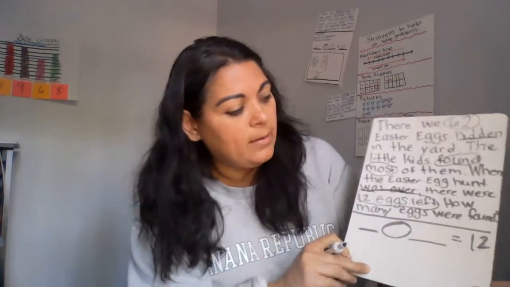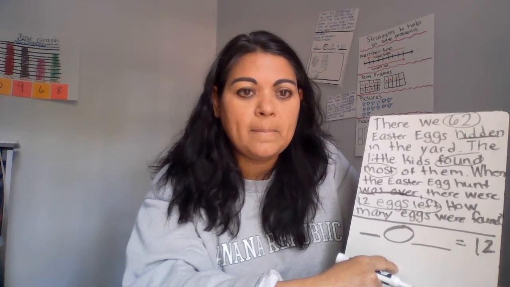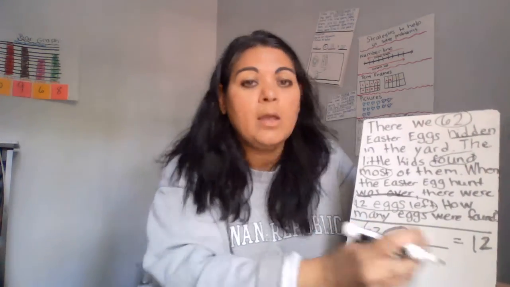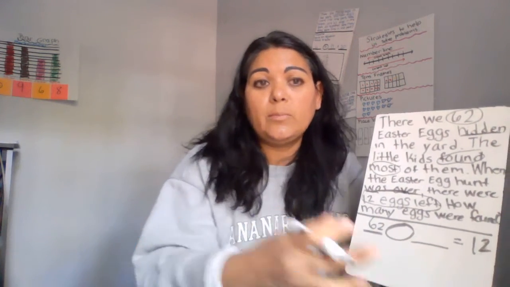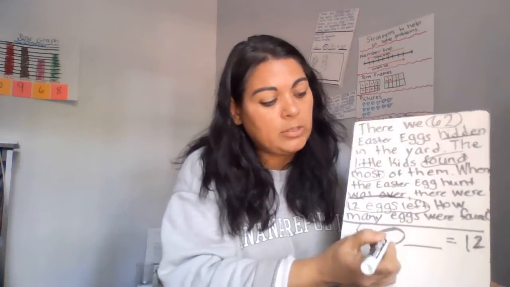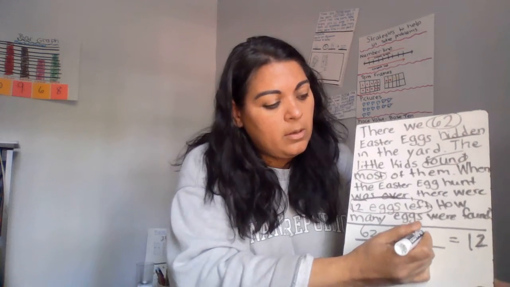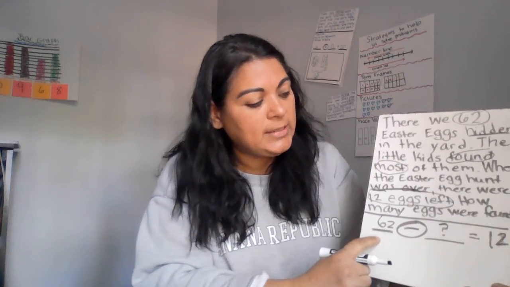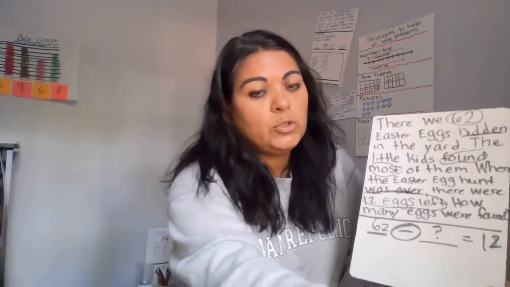So I want you to think, how can I fill in this equation? How many did I start with? We started with 62. Were we adding or subtracting? Okay, did more eggs come? No, most of them were found by the little kids, so we're going to subtract. Do we know how many eggs were found? No. But we do know that there are 12 left. So our equation is 62 minus, we don't know that amount, equals 12.